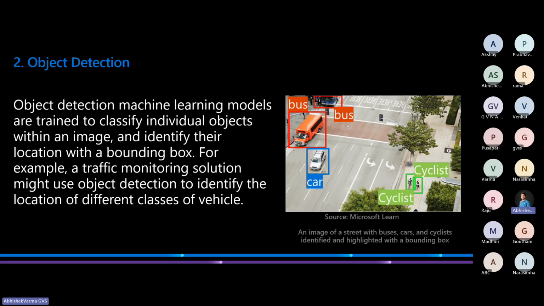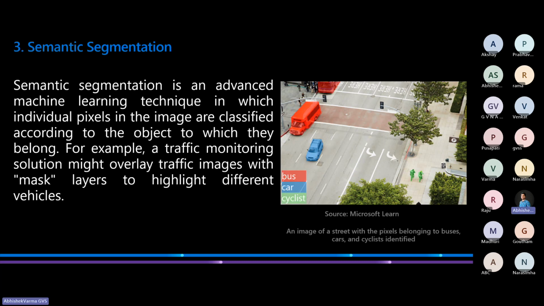Object detection. In machine learning, models are trained to classify individual objects within an image and identify their location within a bounding box. For example, a traffic monitoring solution might use object detection to identify the location of different classes of vehicles. Semantic segmentation is an advanced machine learning technique in which individual pixels in the image are classified according to the object to which they belong. For example, a traffic monitoring solution might overlay traffic images with mask layers to highlight different vehicles.